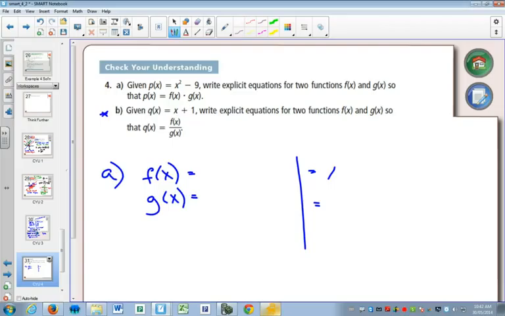Yeah, that's the super easy one. Make one x squared minus 9, make the other one 1. When you multiply them together, you're going to get x squared minus 9. That's going to always work.